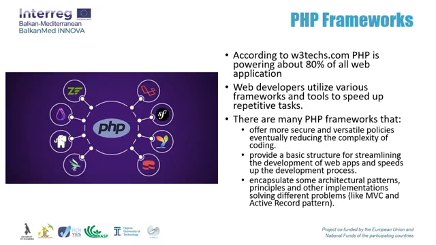A PHP framework provides a basic structure for streamlining the development of web apps and speeds up the development process. Generally, a PHP framework is an implementation layer upon PHP and it encapsulates some architectural patterns, principles and other implementations solving different problems. Example of architectural designs used is the Model View Controller, the well-known MVC, for which the purpose is to separate presentation of a web page from the business logic. Another common architectural pattern is the active record pattern, which is simply an abstraction technique in which implemented objects are mapped to their source of persistence.